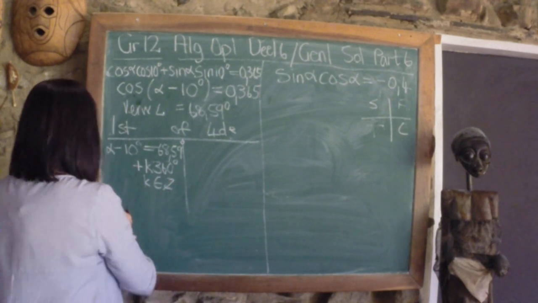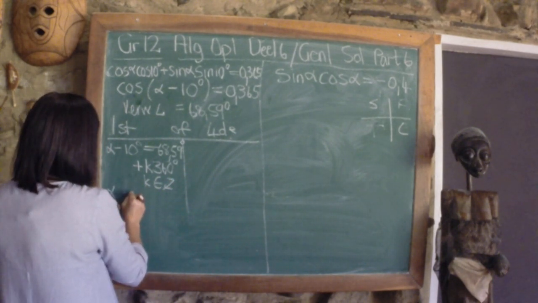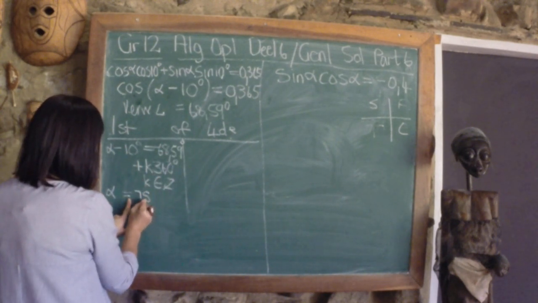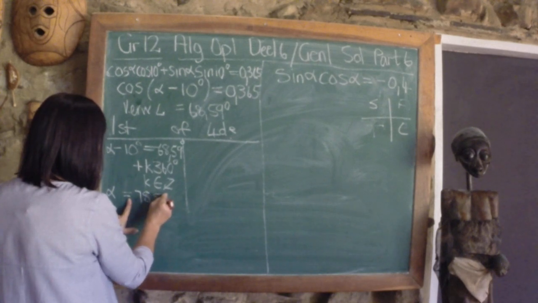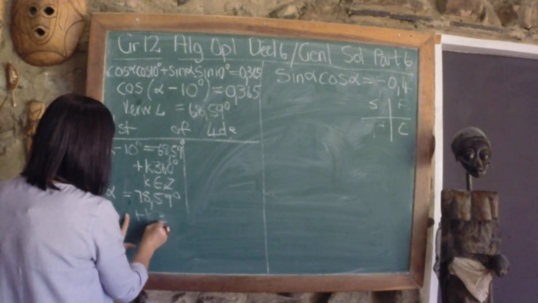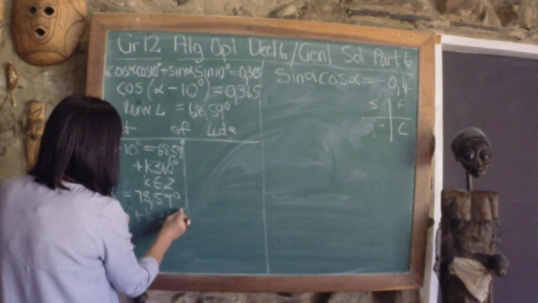So I can get my alpha, and then I can add 10 degrees when I take it over the equals to, because the operation switches to the other one, and that's my general solution in my first quadrant.